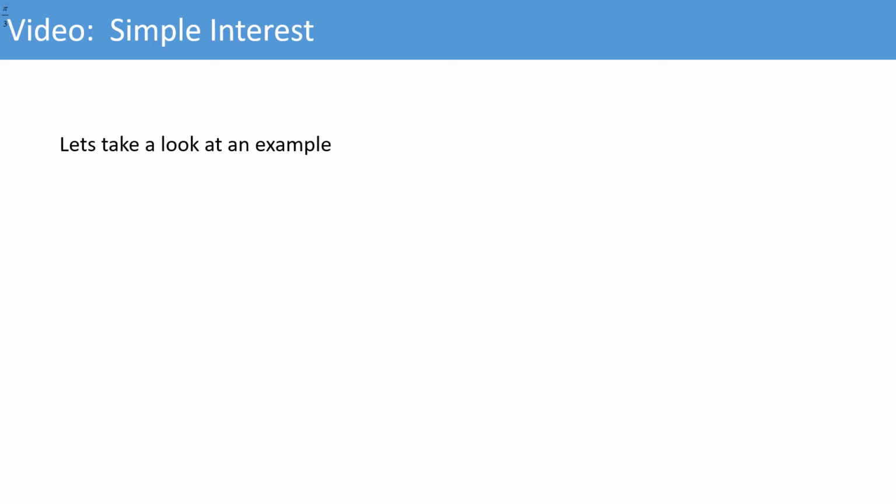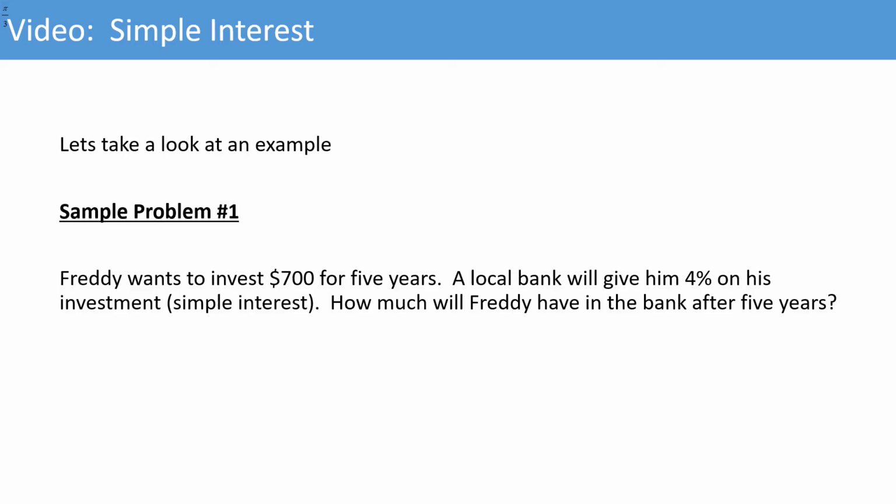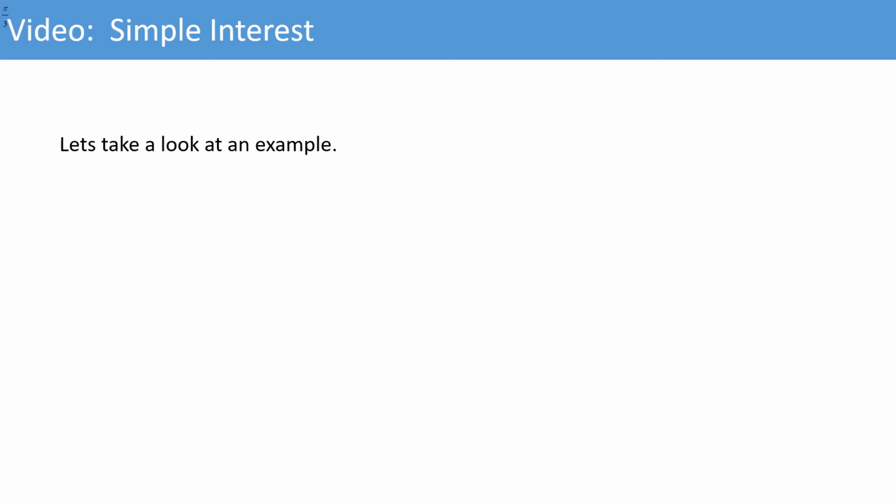Let's take a look at an example. Freddie wants to invest $700 for 5 years. A local bank will give him 4% on his investment with simple interest. How much will Freddie have in the bank after 5 years? Let's take a look.